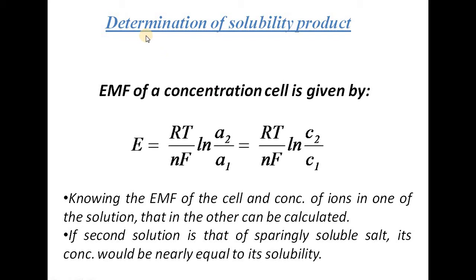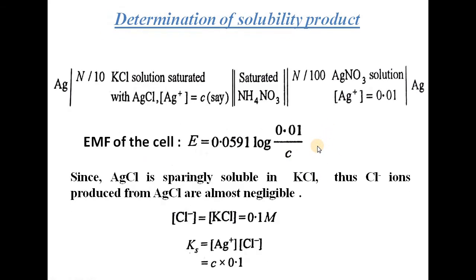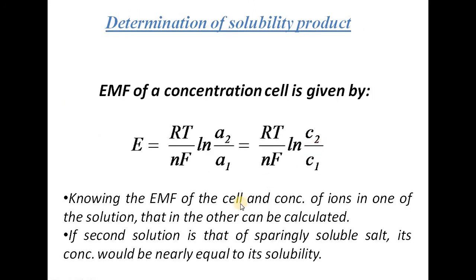Next one is the determination of solubility product. Now the EMF of a concentration cell is given by this general formula. We very well know activity can be replaced by the concentrations here. Now knowing the EMF of the cell and the concentration of ions in one of the solutions, we can easily find out the concentration of ion in the other solution.